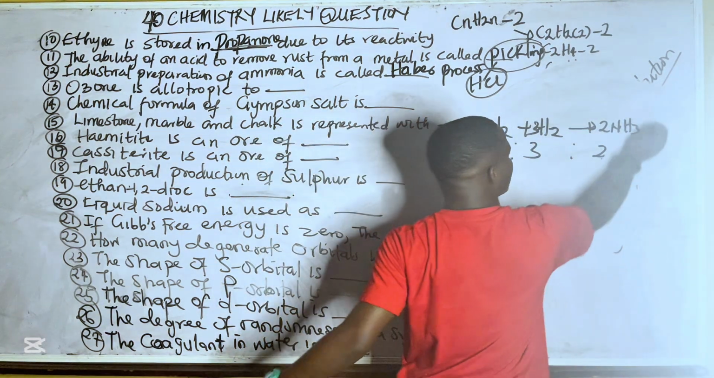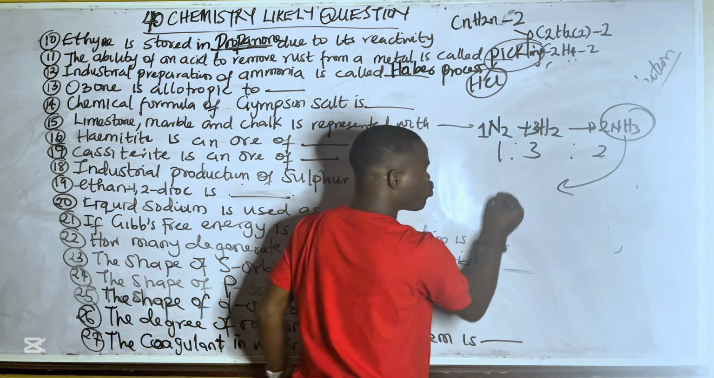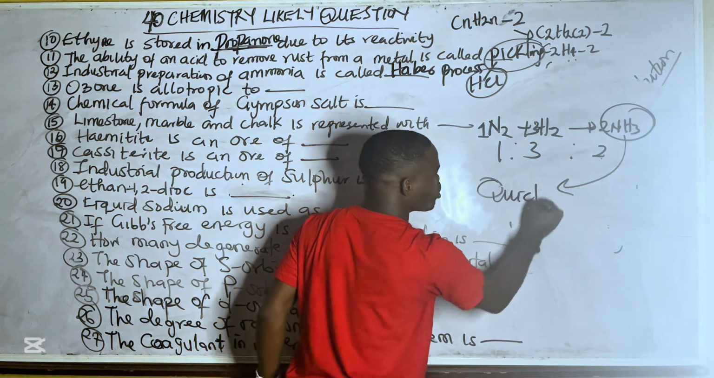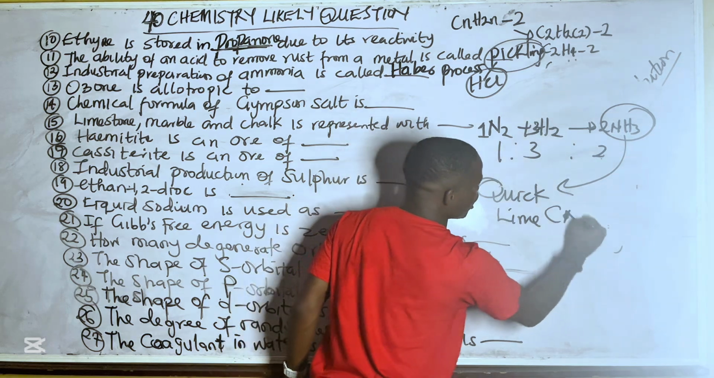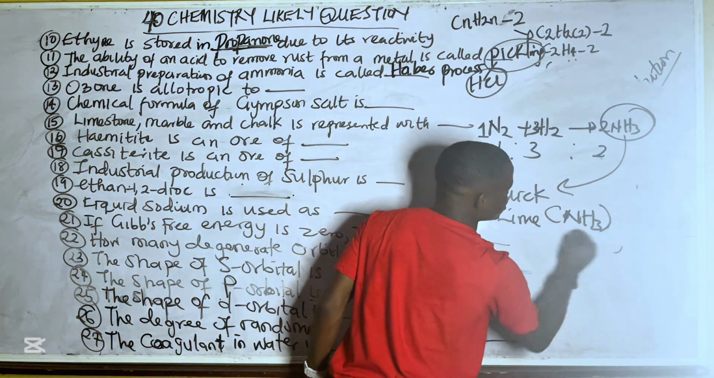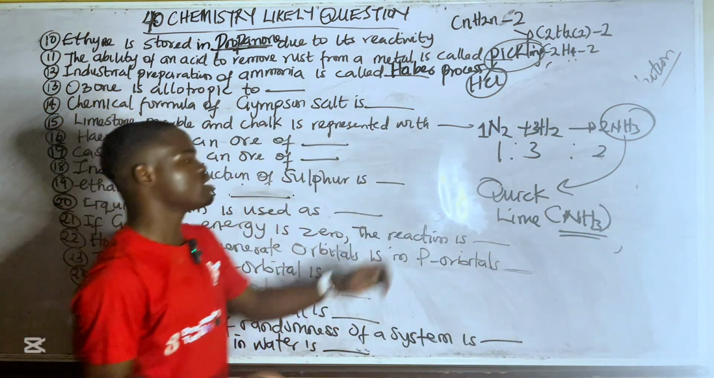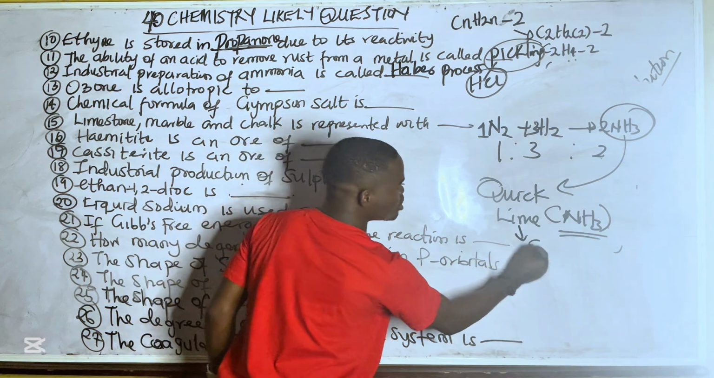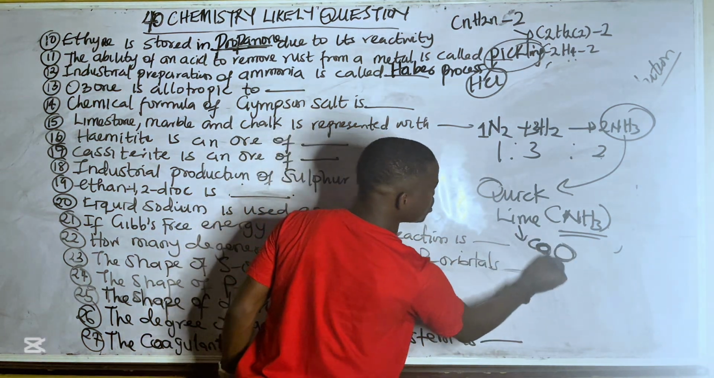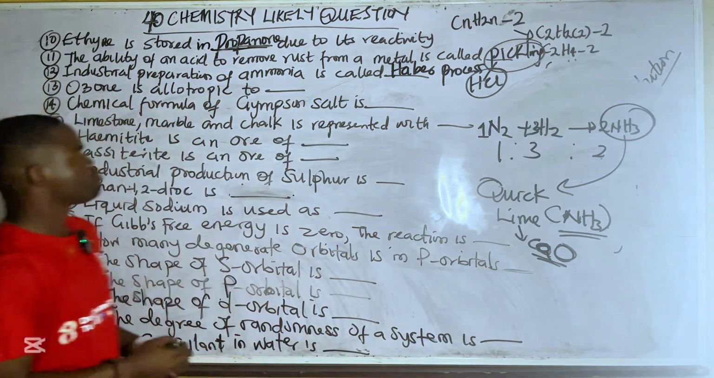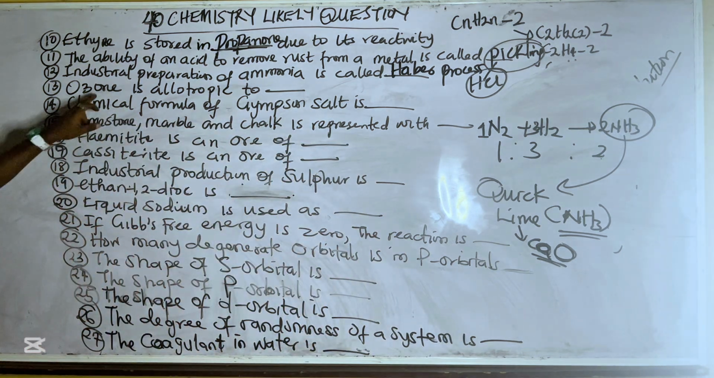And this is ammonia. Don't also forget that quicklime is used to dry ammonia. I think I've said this before and I'm repeating it. What is quicklime? Quicklime is CaO, calcium oxide. Okay, let's go.